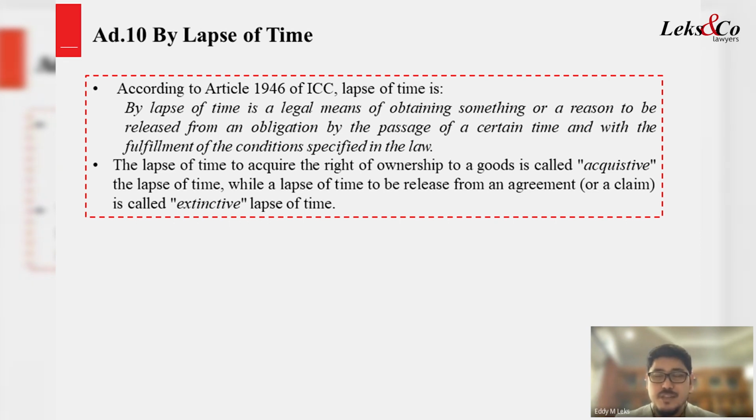The lapse of time to acquire the right of ownership to goods is called acquisitive. Yeah. So acquisitive verjaring, yeah, they call it. So you can claim that this is your right after a certain period of time. Yeah. That is called as acquisitive verjaring. That is a Dutch law concept actually.